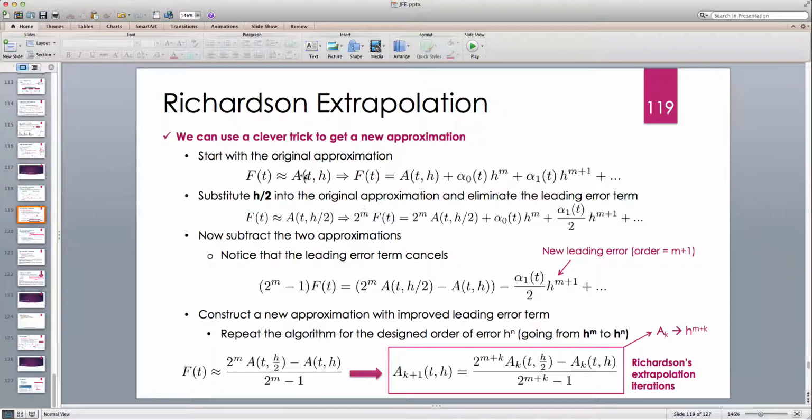And we said that what we can do, a very clever trick, is that instead of dividing h by 10, reducing by an order of magnitude, just reduce it by a factor of 2. And then try to multiply by 2 to the m and subtract the 2 terms, and we ended up with this new approximation for f. And we said that as h goes to 0, this new approximation also gets more and more accurate. But the difference here is that this new approximation actually has an error whose leading term is one order of magnitude better than the original error, which was h to the m. Now this one is h to the m plus 1.